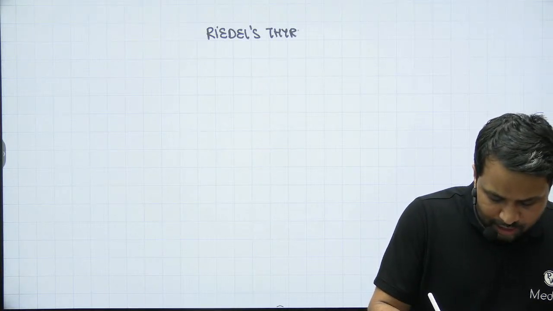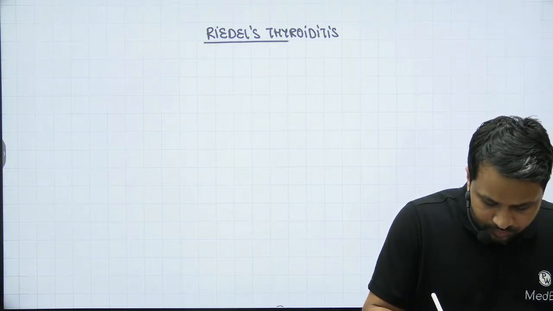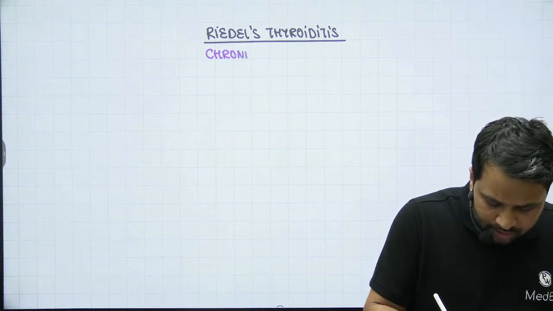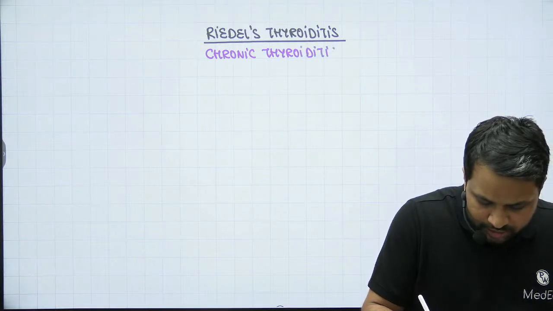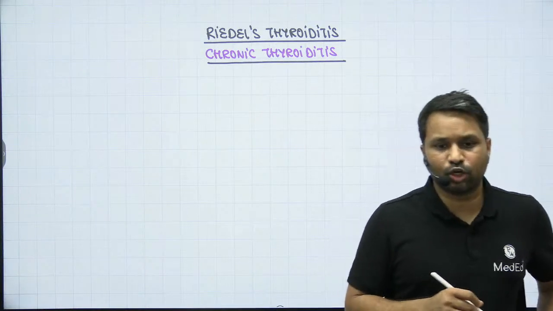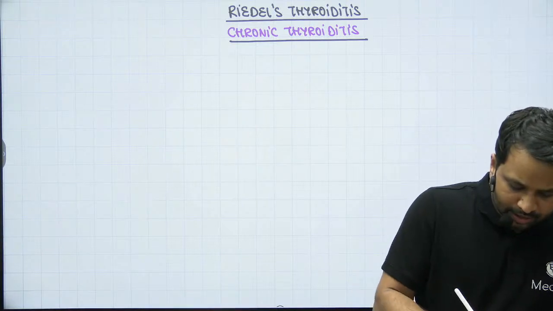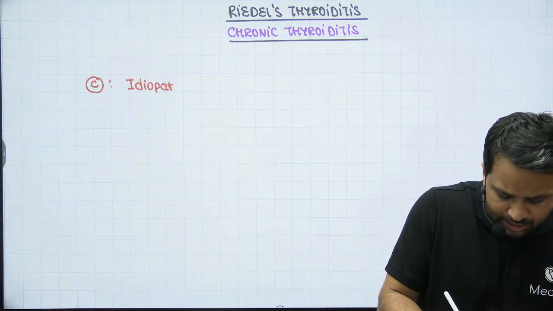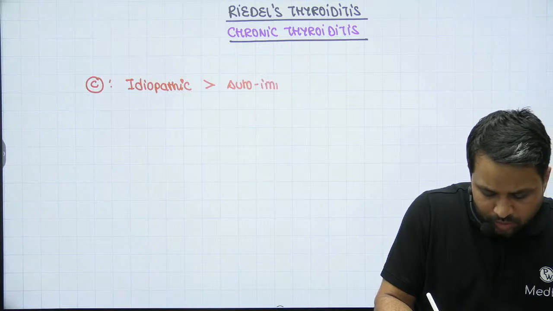Riedel's thyroiditis is an example of a chronic thyroiditis. Let's understand what is the cause behind this. The cause of Riedel's is not well understood, so we consider it to be idiopathic, but sometimes it can also be considered autoimmune in etiology.